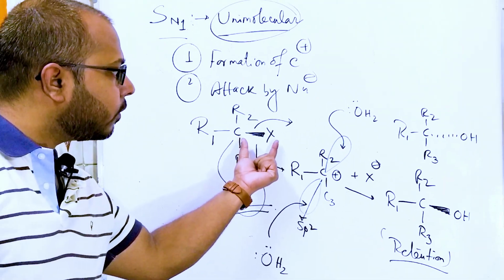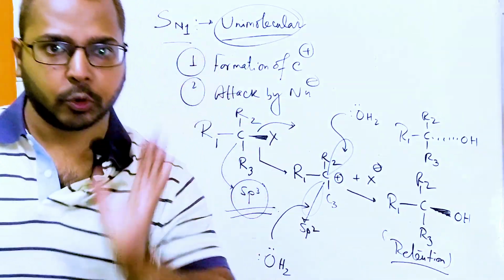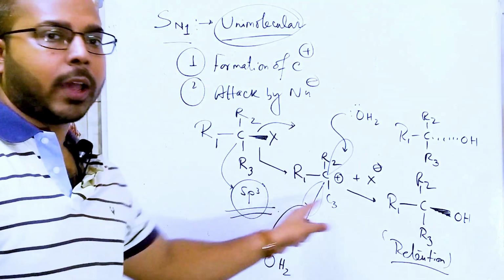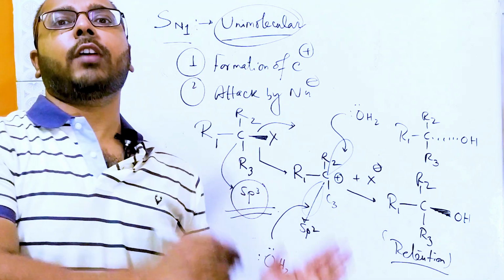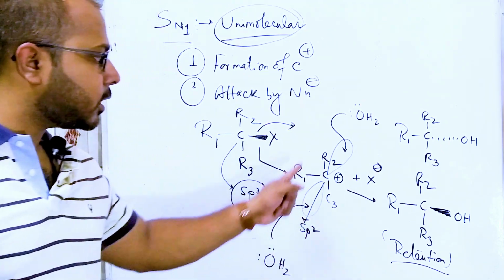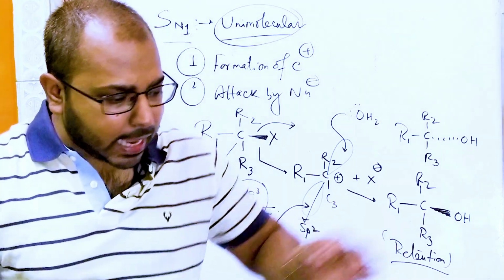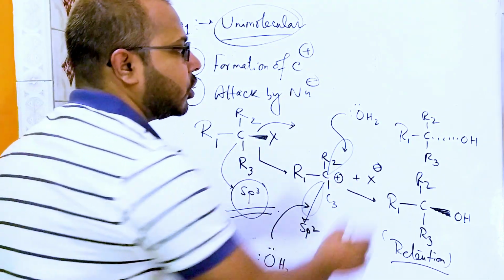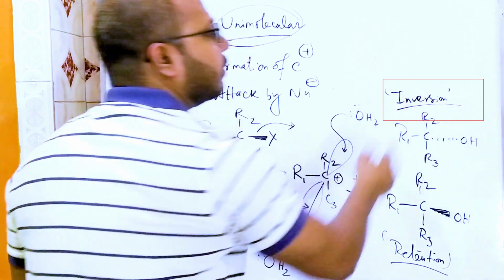Because in the previous case the leaving group's position was occupied by the nucleophile at the same position. But now, in this case, the leaving group is above the plane, but the nucleophile has come from the opposite side. Because sp2 means planar, the nucleophile can come in from any side. So it is known as inversion of configuration.